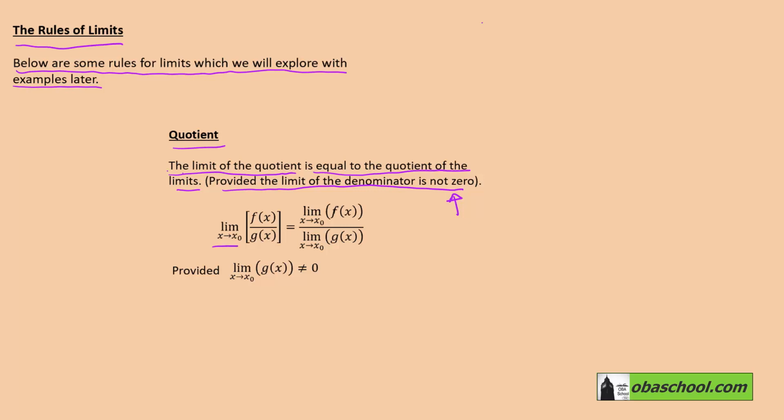So the limit as x tends to some particular value of x of f of x divided by g of x is the quotient of the individual limits. And again, that applies provided that the limit of g of x, which is on the denominator, is not 0. If it is, you need to do some different analysis.